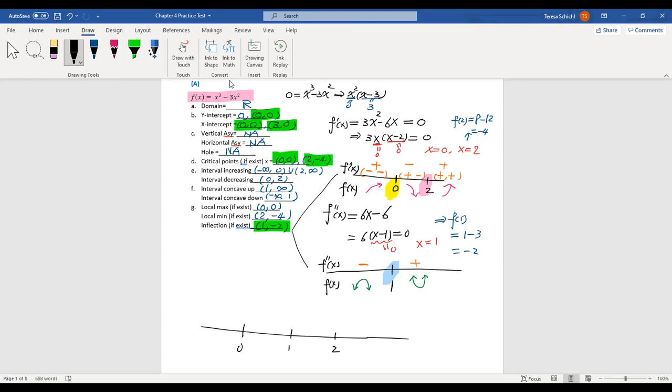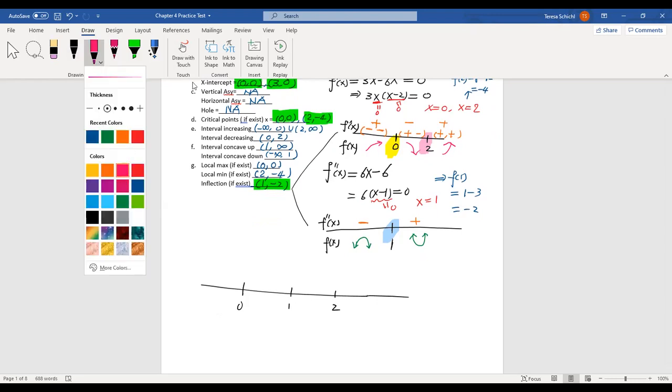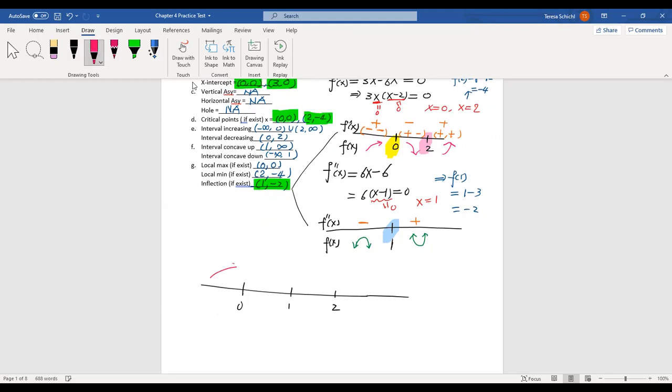Okay, so now let's see here. We said from the first graph, it's increasing all the way to 0. So I know this is increasing, right? Then from 0 to 2 it's decreasing, even past 1 it's still decreasing. Then after 2, it is increasing, right?